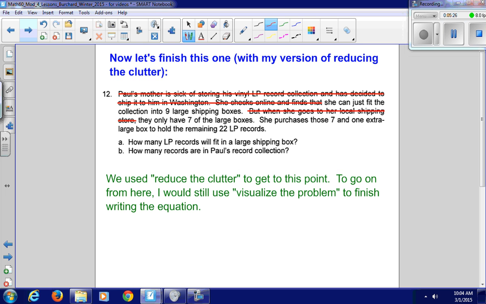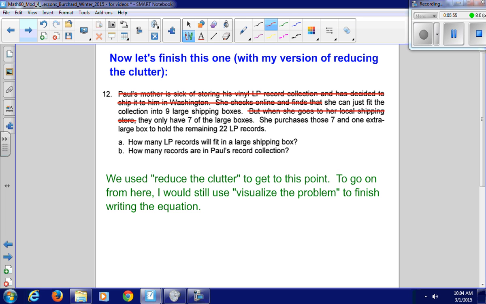So here's what I did to reduce clutter. I said, I don't care that Paul's mother is sick. Not that I'm heartless, but that doesn't help us solve the problem. Or that she's sick of storing his vinyl record collection. That's not necessary. I don't need to know why she's shipping the stuff. And she's decided to ship it to Washington. We don't care that it's in Washington. She checks online and finds that. We don't care about how she figured this out.